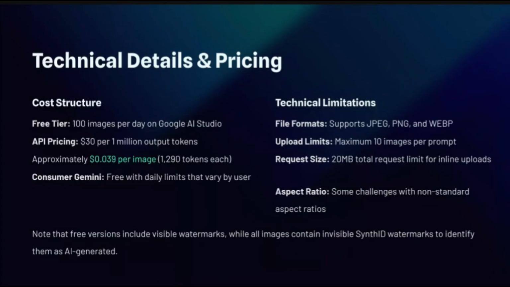It's important to understand the technical details and the pricing for Nano Banana. The cost structure is like this. There is a free tier on Google AI Studio that allows for up to 100 images per day. API pricing is approximately 0.039 per image, which is about 4 cents per image. The consumer Gemini version is free with daily limits that vary.